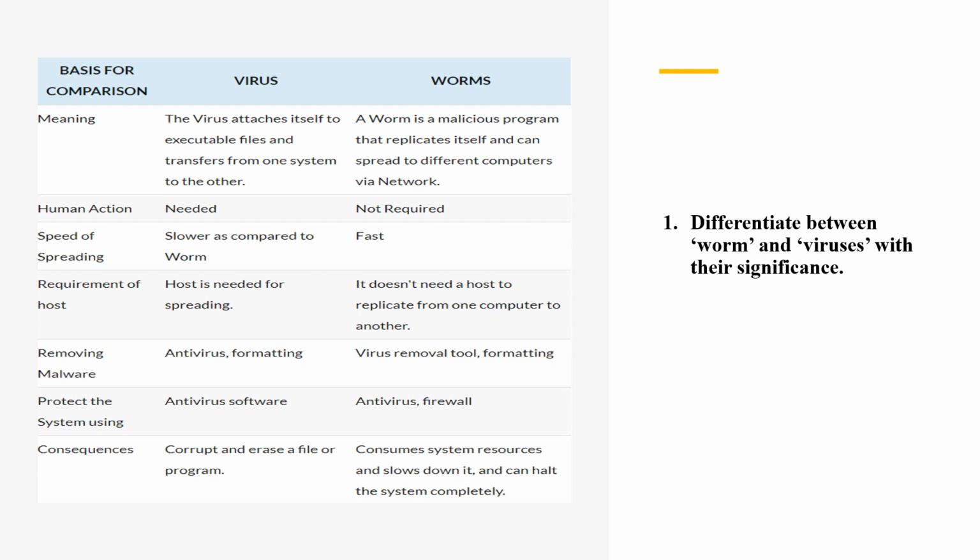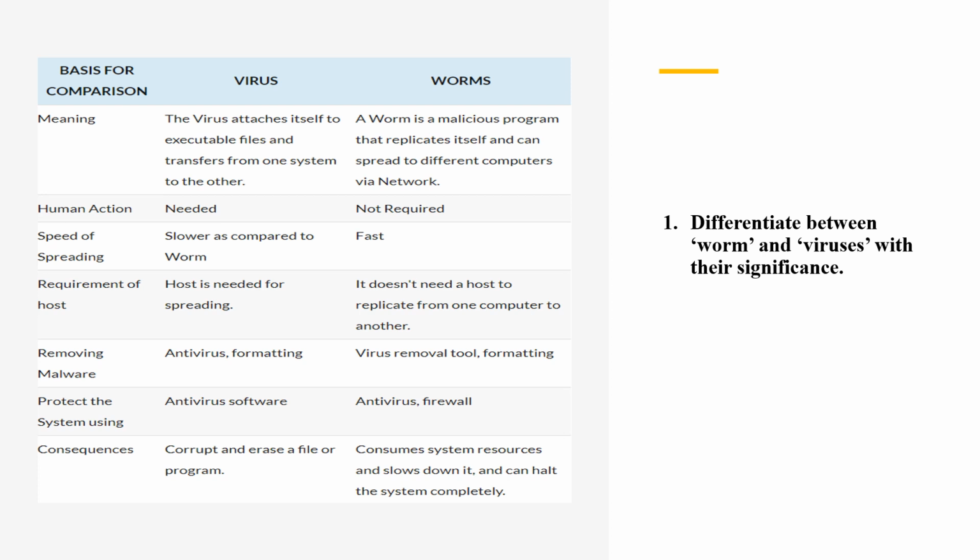Worms are faster in spreading because a virus sticks on to one particular file, and if that particular file is moved somewhere then the virus also keeps moving. That is why it is a little bit slower than the worms. And requirement of host: for a virus, the host is needed for spreading. Here there is no host, no server, no client. It doesn't need any of these things. It keeps on replicating in one particular system.